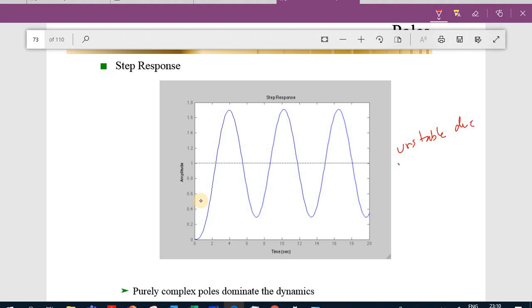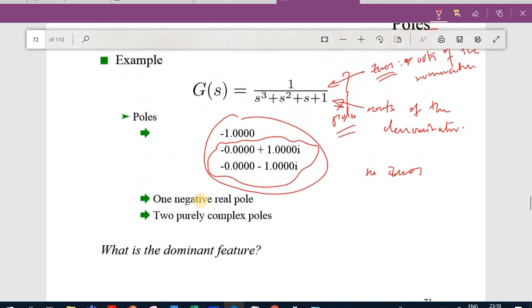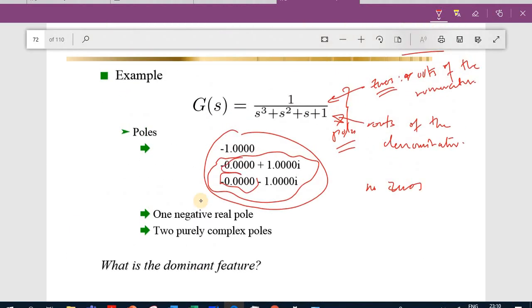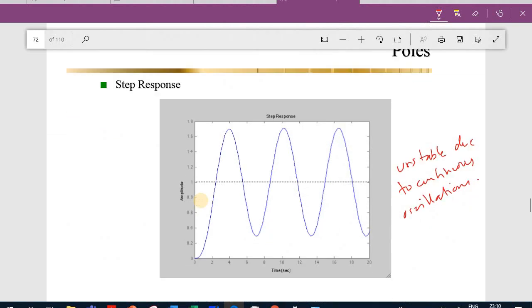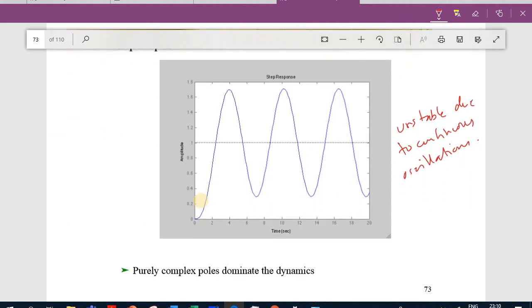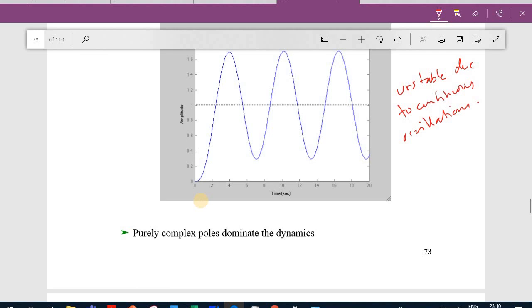Due to continuous oscillations, it's unstable. And actually the reason for that is what? It is because I have no real parts here. The simple rule is that if all of them have negative real parts, it will be stable, otherwise not. And here, because I have complex roots, they will dominate the dynamics. So purely complex poles dominate the dynamics.